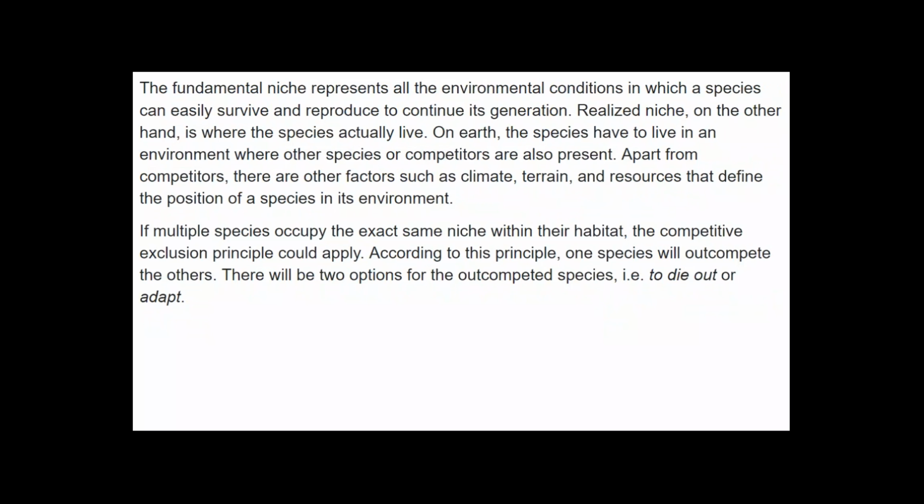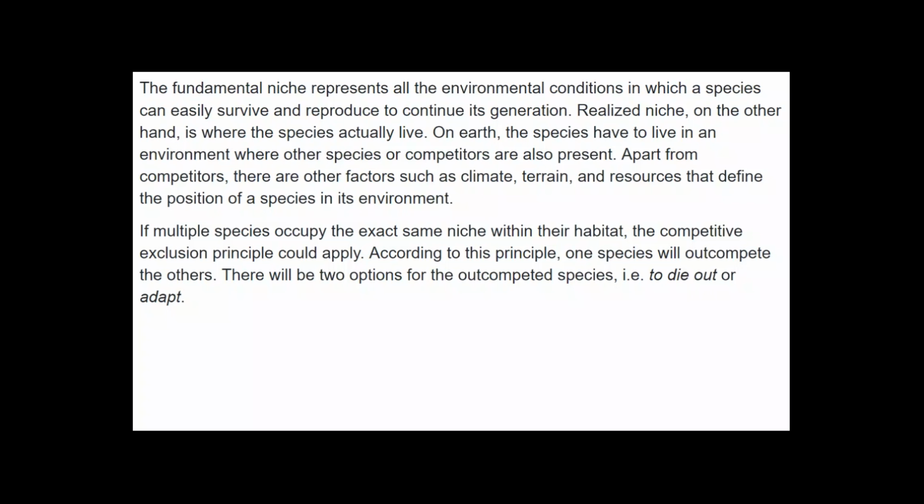The fundamental niche represents all of the conditions in which species can easily survive and reproduce to continue its generation. The realized niche, on the other hand, is where the species actually live. On Earth, the species have to live in an environment where other species or competitors are present. And apart from competitors, there are other factors such as climate, terrain, and resources that define the position of the species in the environment. And of course, some species will compete with others better in certain conditions, and others will compete better in others.